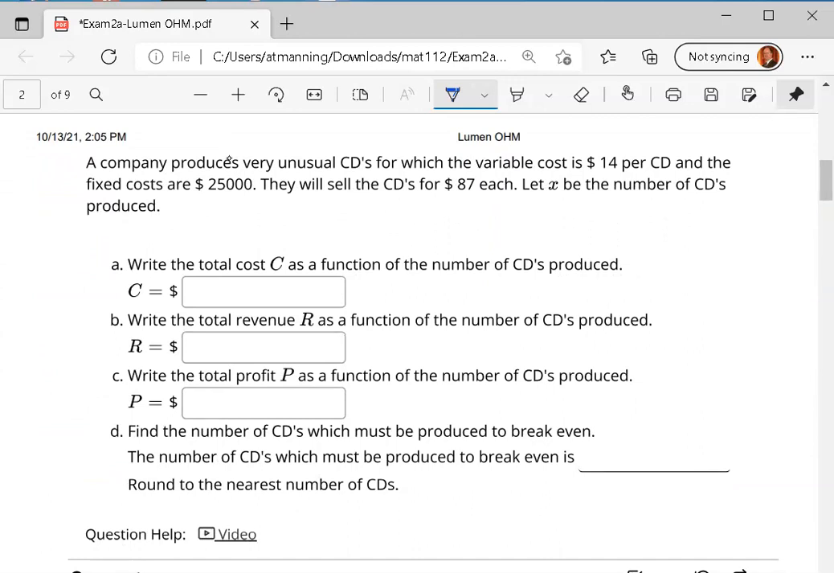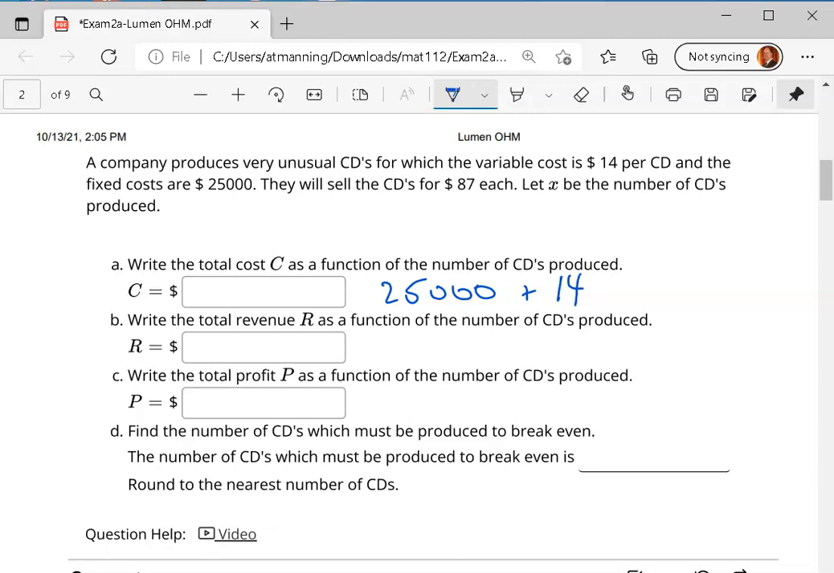$14 per CD, selling a number of CDs. Fixed costs are $25,000. They'll sell the CDs for $87 each. Well, let's do this one piece by piece. The total cost as a function of the number of CDs produced. Well, fixed cost $25,000, and then $14 per CD. So setup cost $25,000 plus 14 times the number of CDs. Well, my total cost would be $25,000, that's the setup cost, plus the number of CDs times 14.